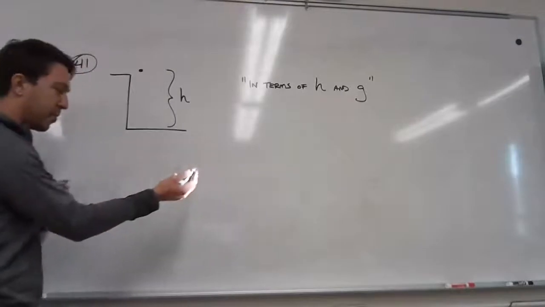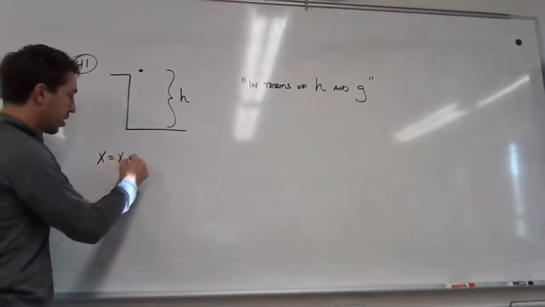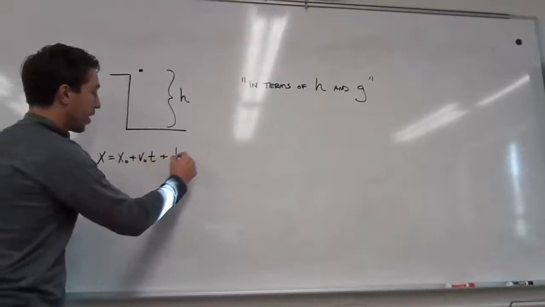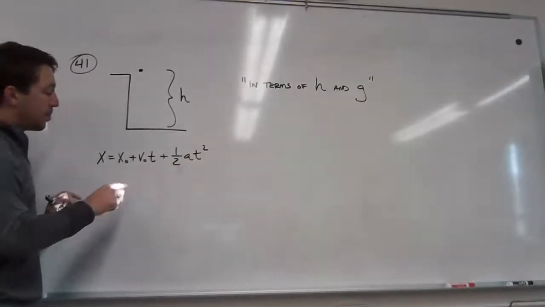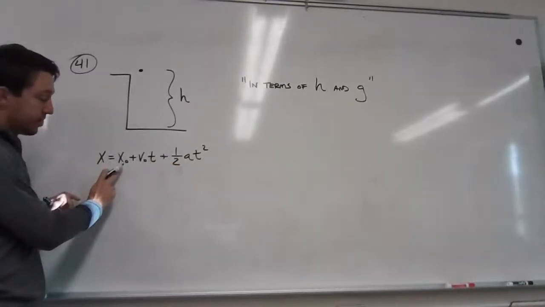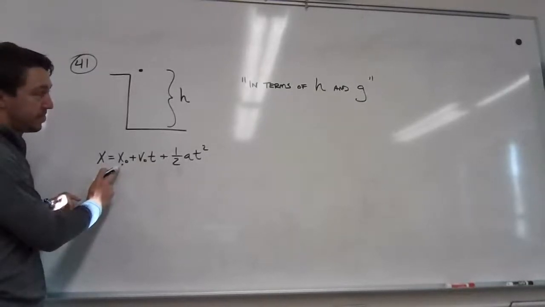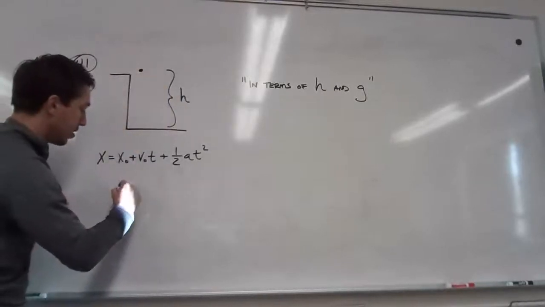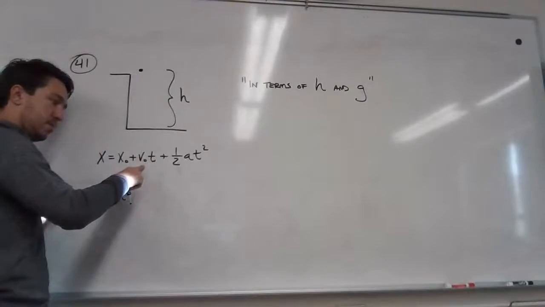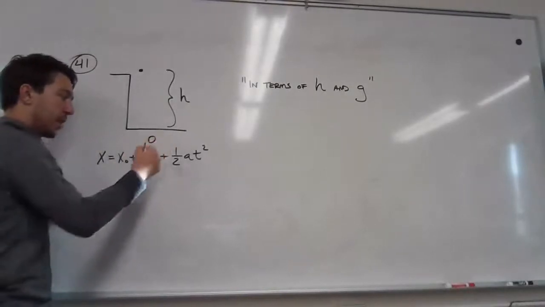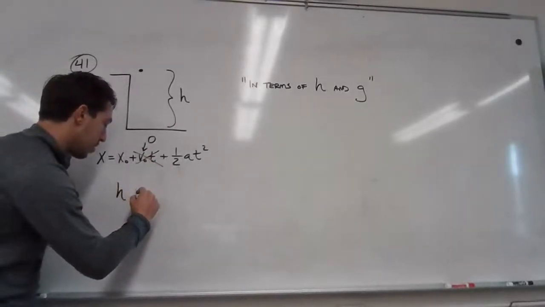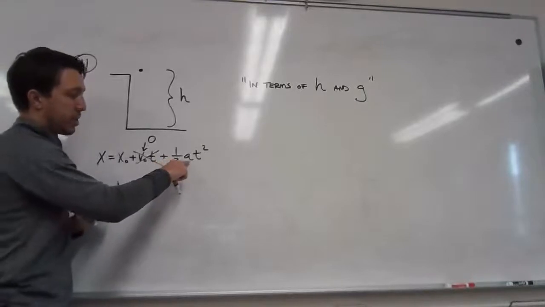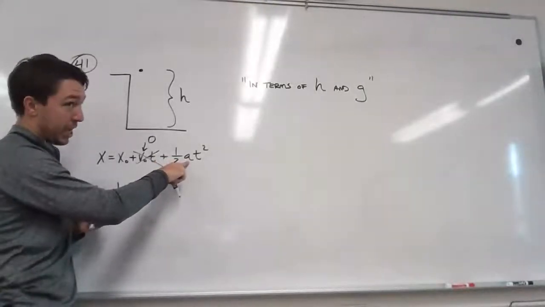Say you're just looking at it on a formula sheet, and it says x equals x naught plus v naught t plus 1/2 at squared. Now we're going to take this formula and use it for this problem. So what is x naught in this question? What is the initial position? H, the height of the tower, h. What's v naught? 0. Okay, so this term just goes away. And then here, what's the a value? G.